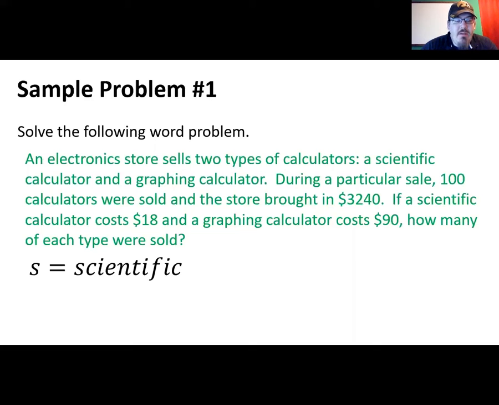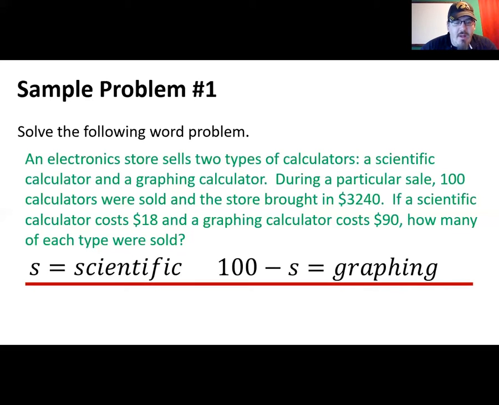Now we've got our variable for scientific, and we have to figure out how to represent the other group, the graphing calculators. If we go back to the original problem, it told us that 100 calculators were sold. So all together, when you put the scientific and the graphing calculators together, there were 100 total calculators. If S represents the number of scientific calculators, the number of graphing calculators would be 100 minus that number. This is where we come up with our expression for the graphing calculators: 100 minus S.